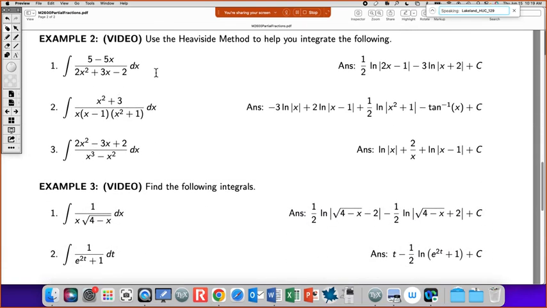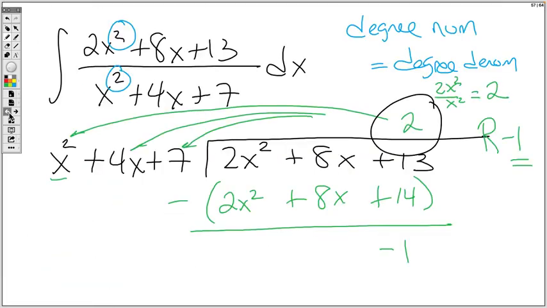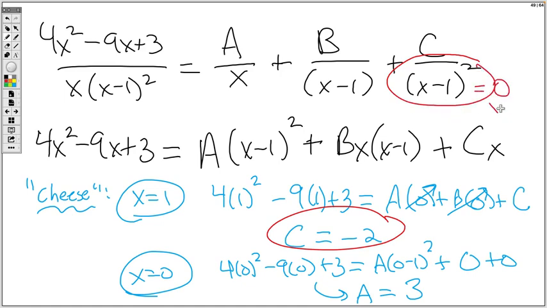Video here. So this is where I introduced the Heaviside method, which is just a shortcut. You know how we would cheese values? So let's go back to some values we cheesed here. So this is what the Heaviside method is. You see how we plugged in x equals 1, and that gave us what the c was? So if you look here and look at this, if I set this equal to 0, x is equal to 1.